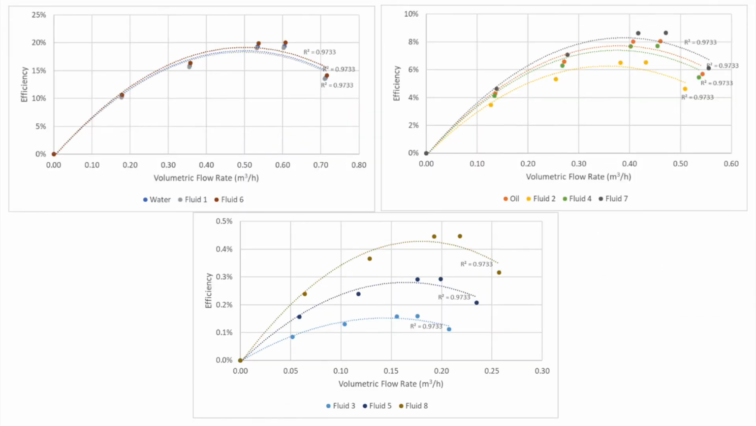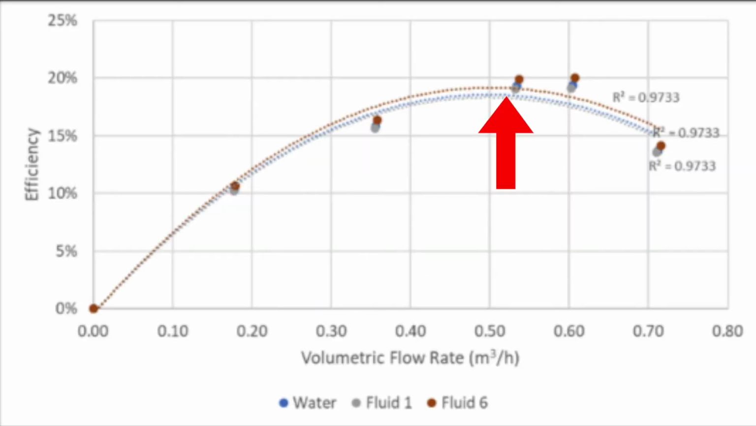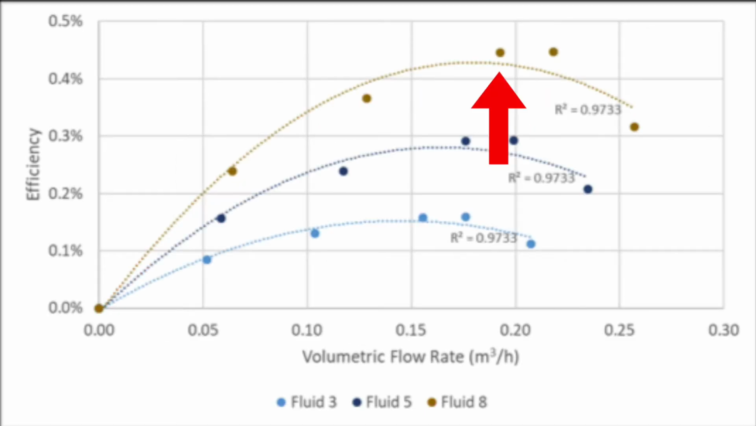Talking about the efficiency profiles, these have similar behavior. Despite this similarity, the magnitudes of the efficiencies have great differences. For instance, for water and its equivalents, the best efficiency point is near 20%, while for the most viscous substances, it is around 0.45%. This is the consequence of the viscosity effect, since more losses produce less hydraulic power.